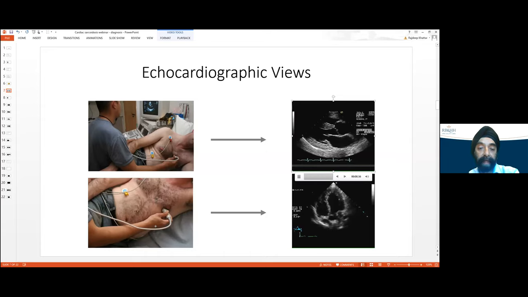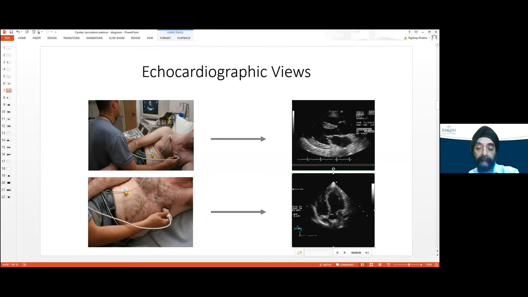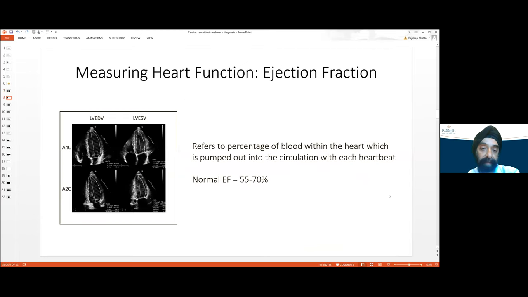This is a view from the apical area. So that's just below the left nipple. We can angle upwards and view all four cardiac chambers: the left ventricle, right ventricle, left atrium, right atrium. And from that, we can take various measurements, dimensions, volumes, and other quite clever stuff.